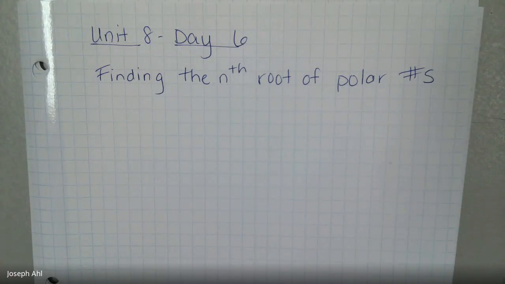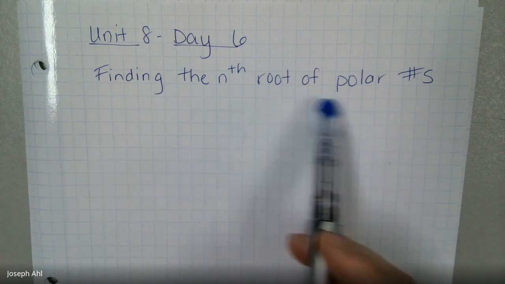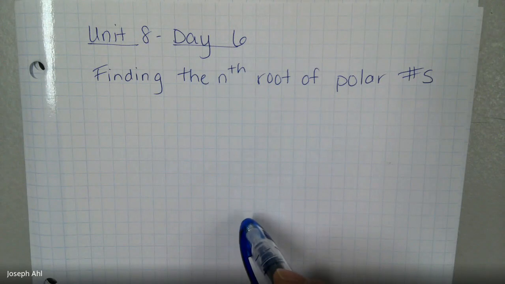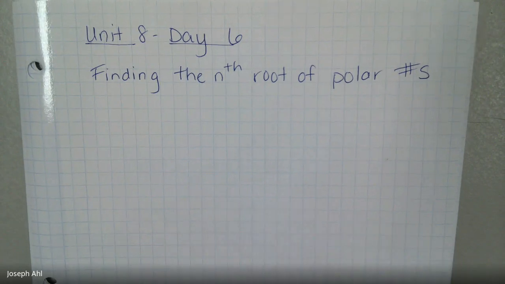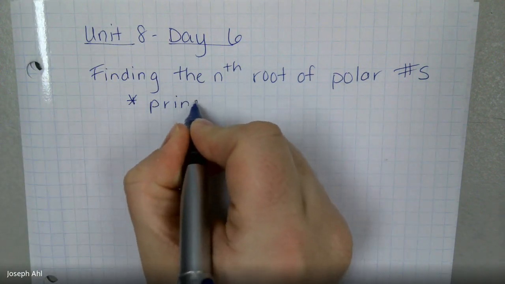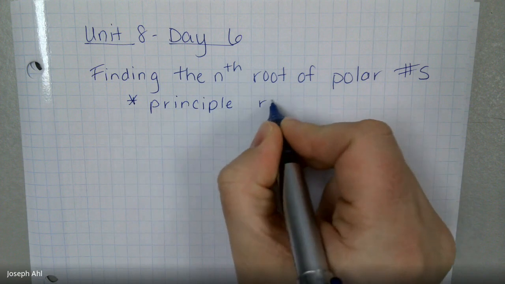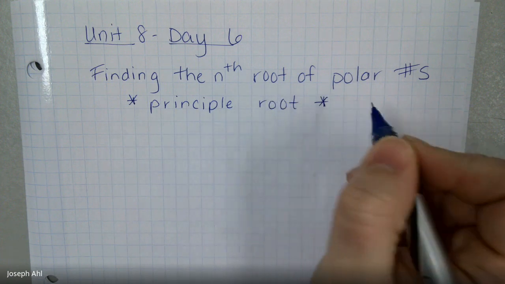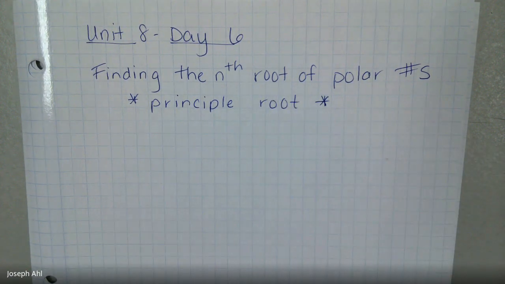Today we're going to be talking about extending de Moivre's theorem a little bit further to find what's called the nth root of polar numbers. So today, when we find the nth root of polar numbers, we're going to focus on something called the principal root. And I'll explain what that means when we get into some examples, but the principal root of a number is something that we'll be finding by applying an application of de Moivre's theorem today.